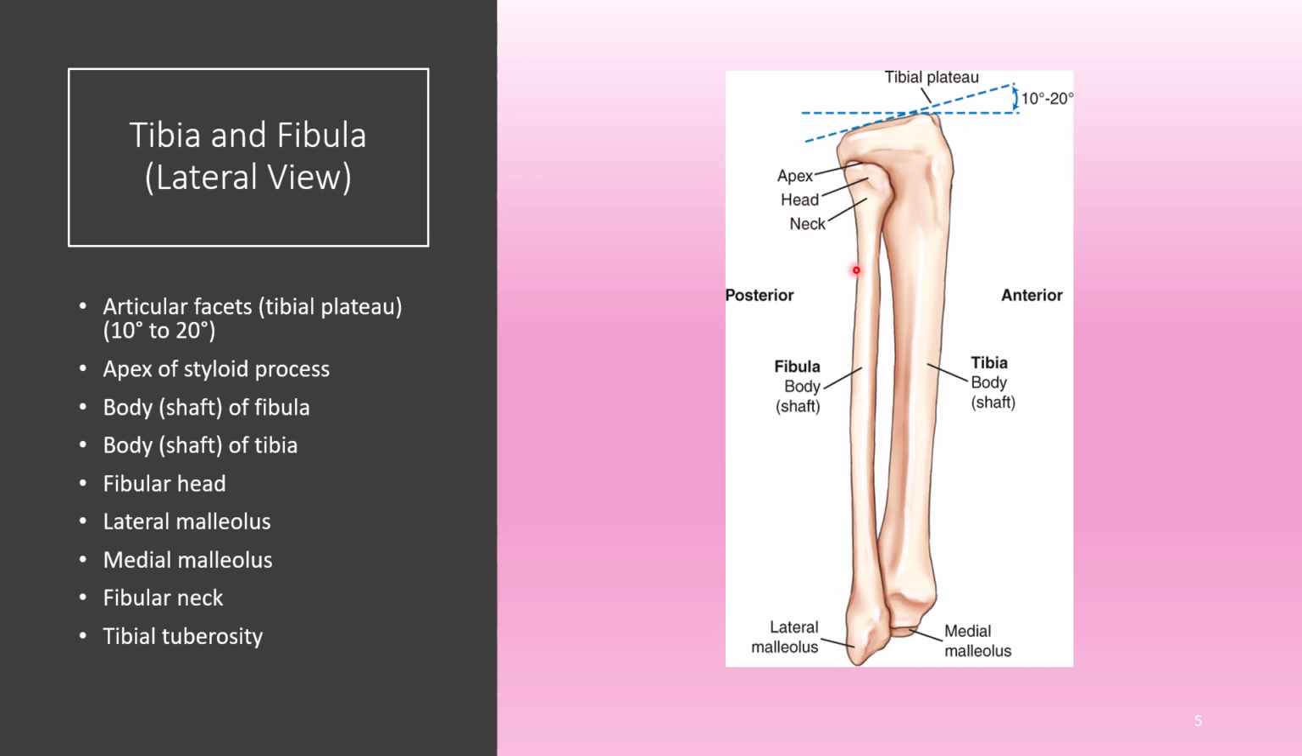When we look at the fibula, it is a non-weight-bearing bone. You've got the apex of the fibula, the head and the neck. Then you have the body or the shaft of the fibula.